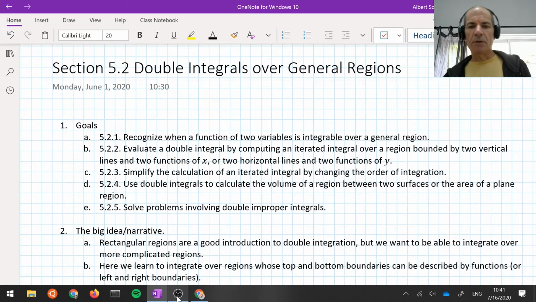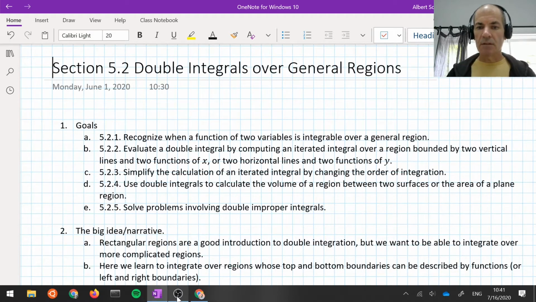All right, in section 5.2, we're going to talk about double integrals over general regions instead of just rectangles. Early on, there's a clever extension of the double integral to rectangular regions, just to take advantage of that definition that we learned in section 5.1. But really what we're talking about is being able to describe non-rectangular regions, sort of curvy regions in the domain, so that we can integrate over a wider variety of sets.